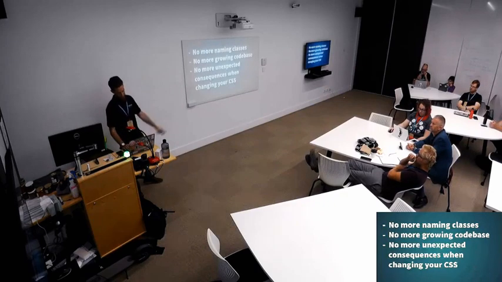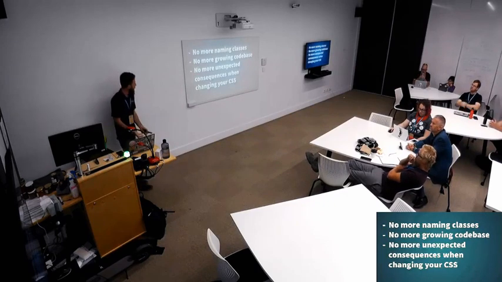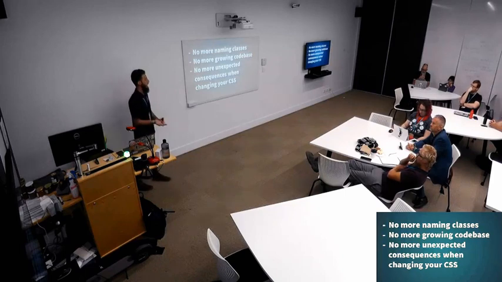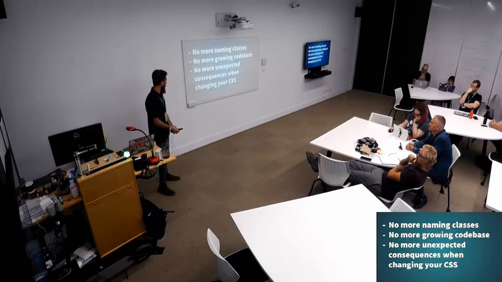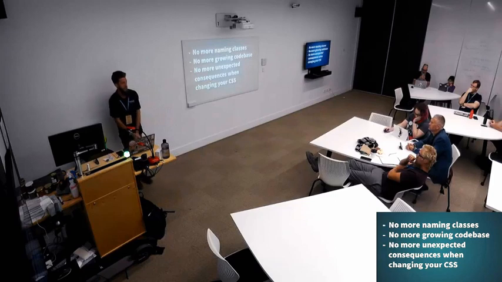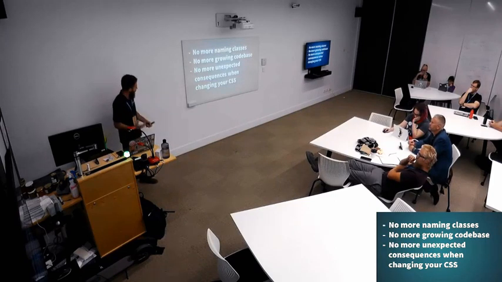So yeah, final thoughts. You don't have to name classes anymore. You don't have a massively growing code base of CSS. Generally, they tend to flatten off over time or go down when you're using utility CSS. There's no more unexpected consequences when you're changing your CSS. So you've got a lot more confidence that you know what you're doing. You can make changes, it's not going to break things. So I think it's worth your time.